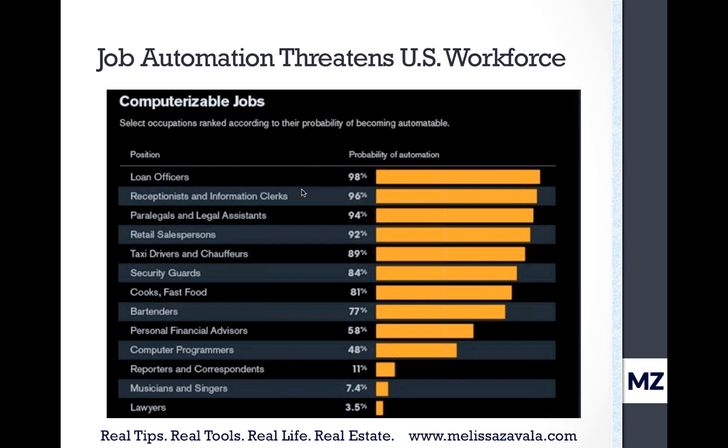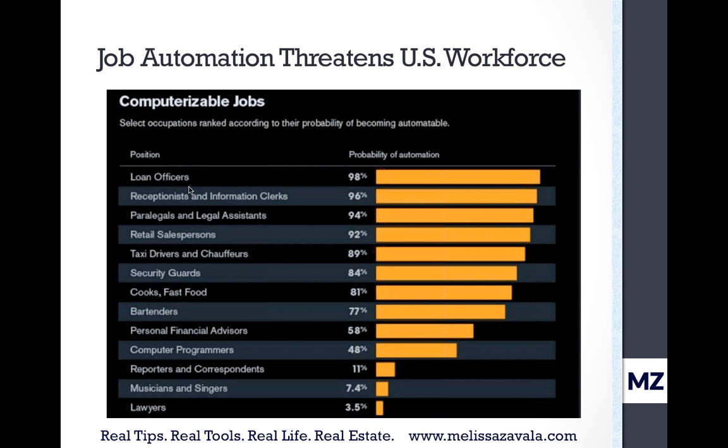Now, of course, they're in England, so isn't it interesting that they're analyzing the United States? But what they found was loan officers, see this at the top of the list? The automation probability of a loan officer, that is the probability that a loan officer's job will be automated in the future, is 98%. So if there are any loan officers on the line, can you believe that? 98% chance that your job is going to be automated.